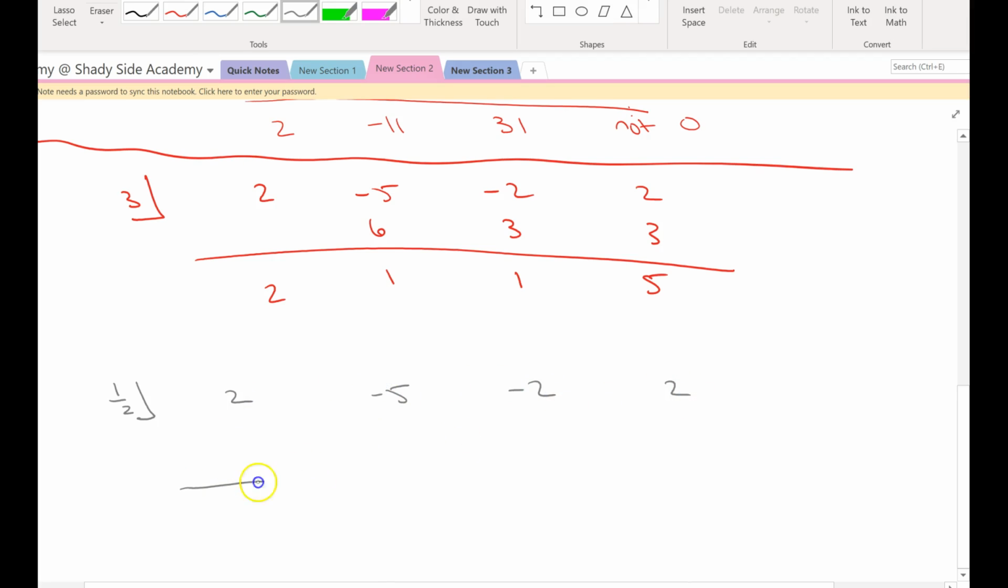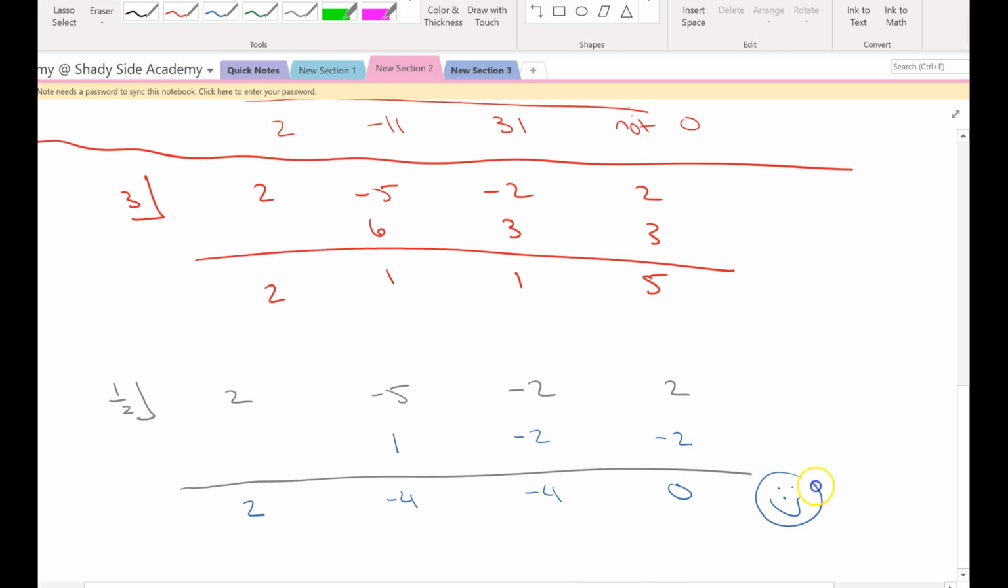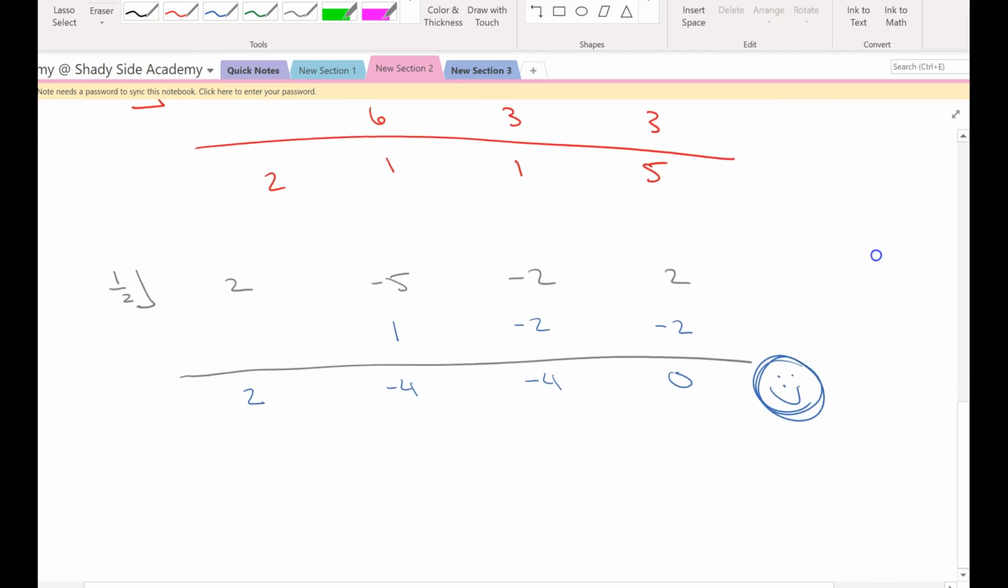Why not? Let's just buckle in. Let's do it. Bring down the 2. Okay, 2 times a half is 1. So negative 4. Negative 4 times a half is negative 2. This becomes negative 4. Oh my goodness. Happy day. All right.